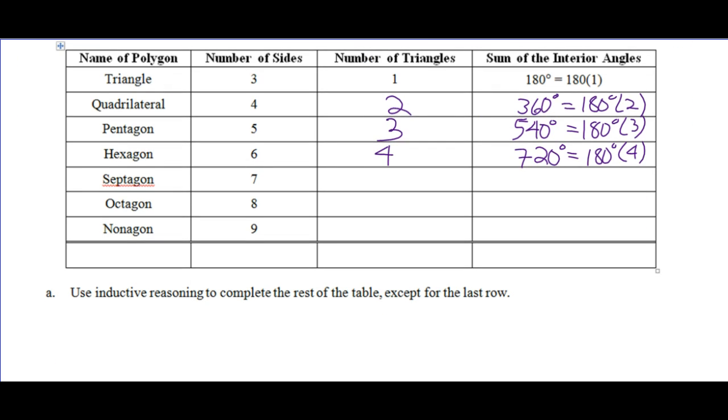Okay, so we have actually drawn 4 of these things. Now we've got a septagon. How many triangles do you think we can divide that into? 5. And an octagon? And a nonagon?